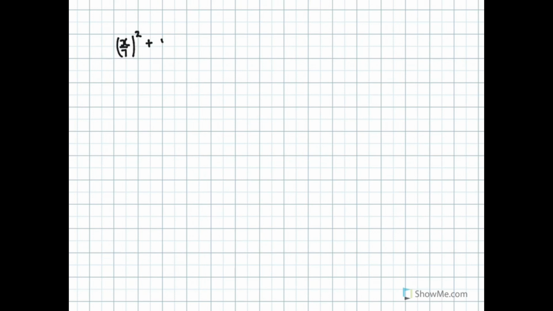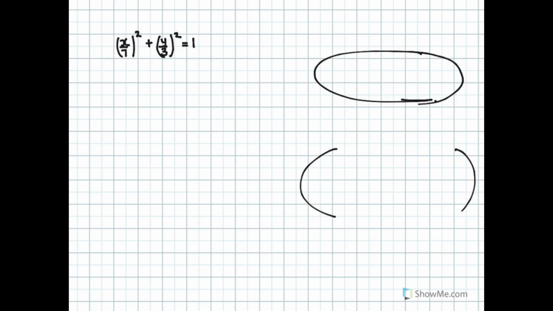(x/7)^2 + (y/3)^2 = 1. Now, this is a typical ellipse, but we don't want the whole ellipse, we want only the side part. So, what we have to do is slightly edit this function. We need only this part. So, I am going to slightly edit this function.